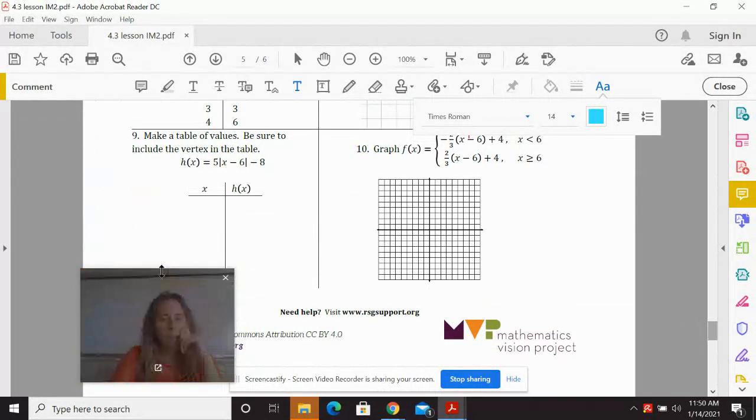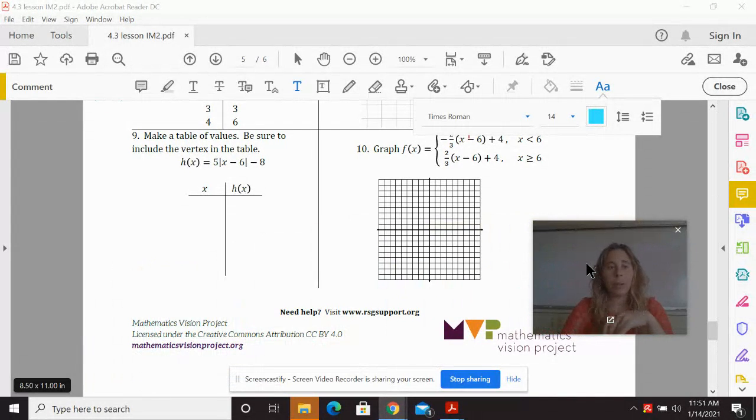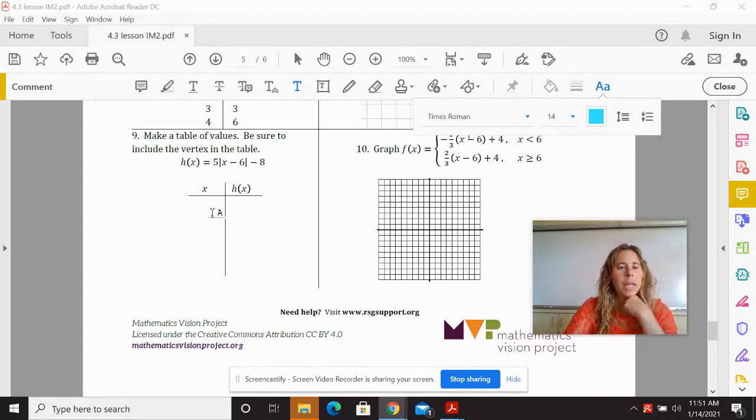All right, number 9. I'm just going to go through all of these because they're kind of hard. So obviously try them by yourself first. Make a table of values. Be sure to include the vertex in the table.